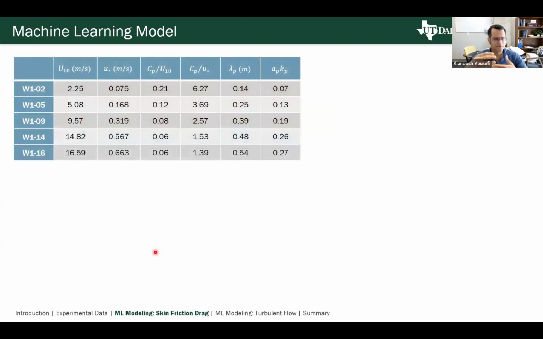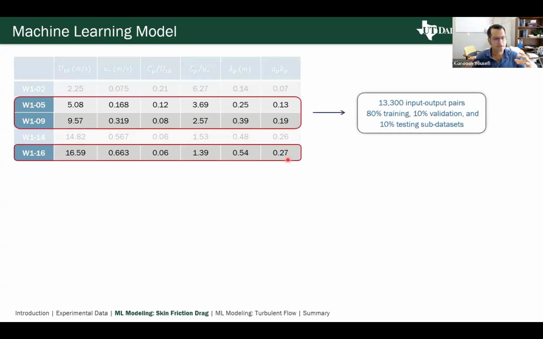We have a different set of experiments. We use the experimental data set with wind waves only. We have 5 different cases, where the wind speed varies from 2.3 up to 16.6 meters per second for U10. Again, this is the 10 meter extrapolated wind speed. That corresponds to wind waves with a slope as small as 0.07 up to 0.27.